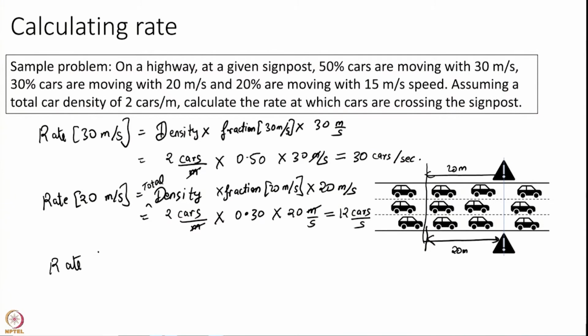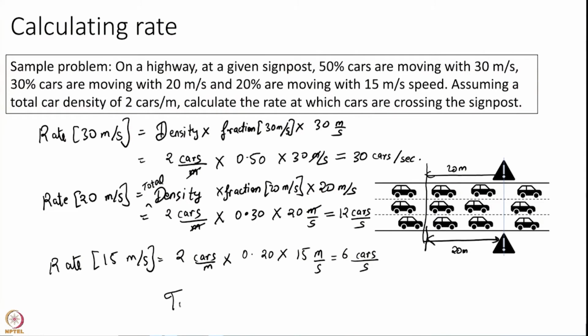and the corresponding rate for 15 meters per second will again be the total density times the fraction at 15 meters per second, which is 0.20, times 15 meters per second. So, this is equal to 6 cars per second. So, the total rate is then equal to the sum of these 3, which is nothing but 48 cars per second. So, if you sit at that signpost, you will observe 48 total cars passing.